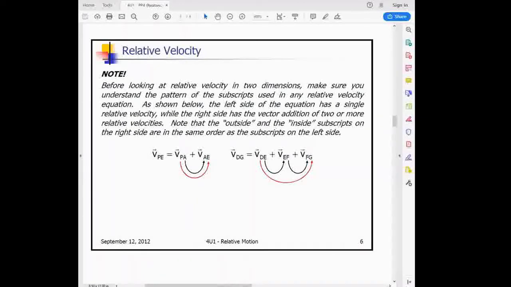This works with any relative velocity. So here's some random letters. We have V_DG. That would be equal to V_DE plus V_EF plus V_FG. So the E is on the inside, the F is on the inside. Our resultant velocity vector becomes V_DG, which is the two outside terms.